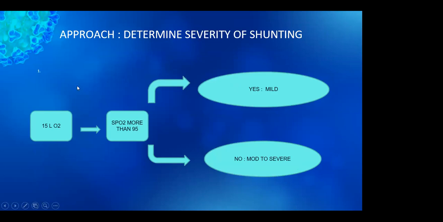Now, how did they approach the patient? They presented some way to approach such patients. What they did, they were giving 15 liters of oxygen and they wanted to keep the saturation more than 95. If with this 15 liters of oxygen they are keeping the saturation at 95, and of course, seeing the patient clinically that he's not exhausting and something like this, they considered it mild. And if it is not maintaining saturation more than 95 on 15 liters, they labeled it moderate to severe.